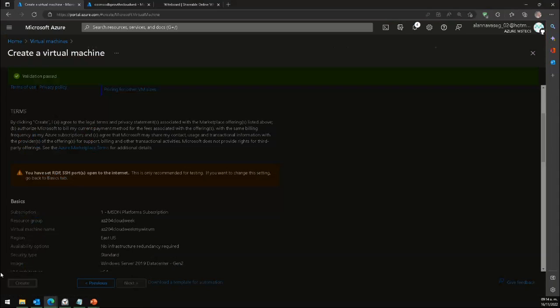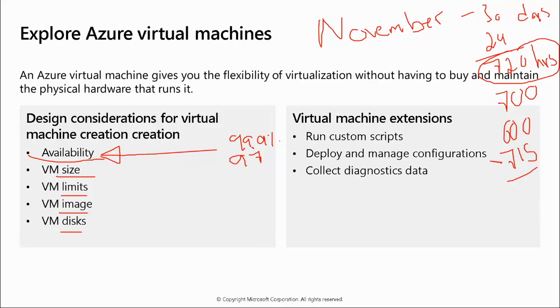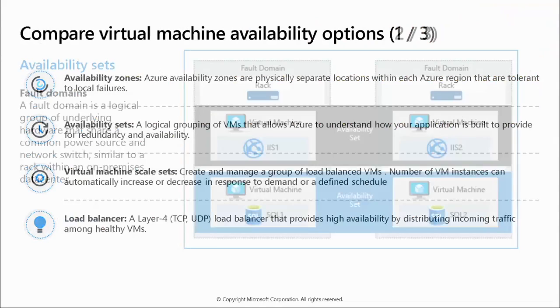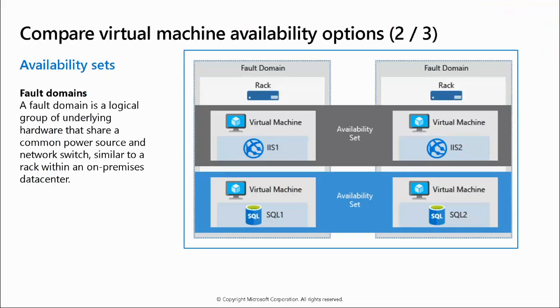Good. As we wait, let's continue explaining some things with theory. These are the different options that we have for availability. When you choose an availability, you will receive something in the data centers. I mean, this is not for you. This is located in the data centers of Microsoft.